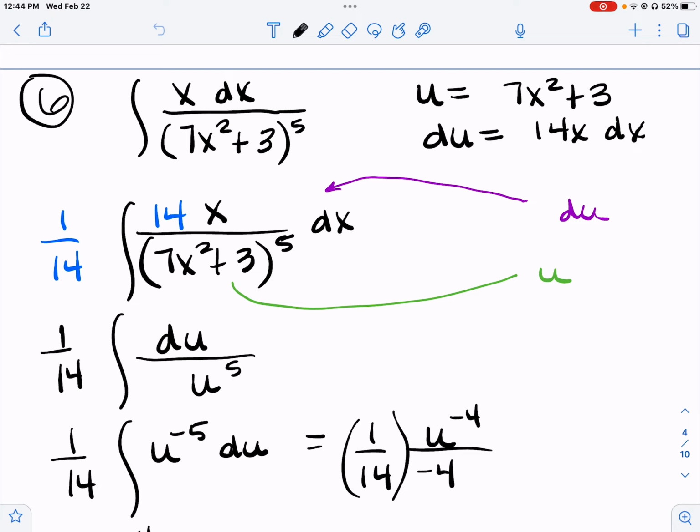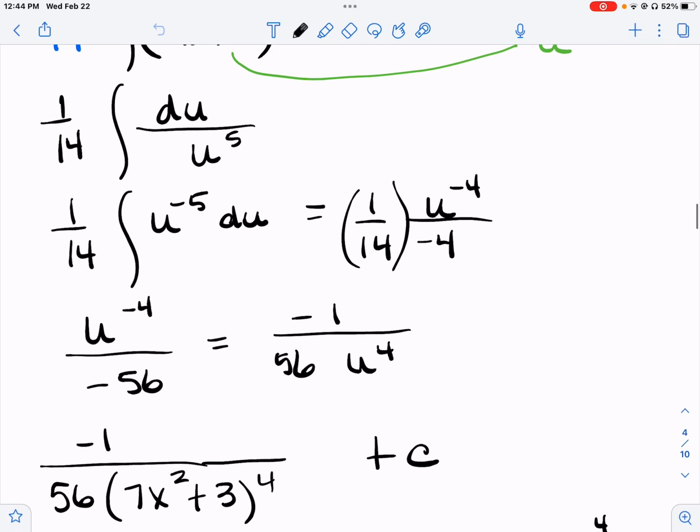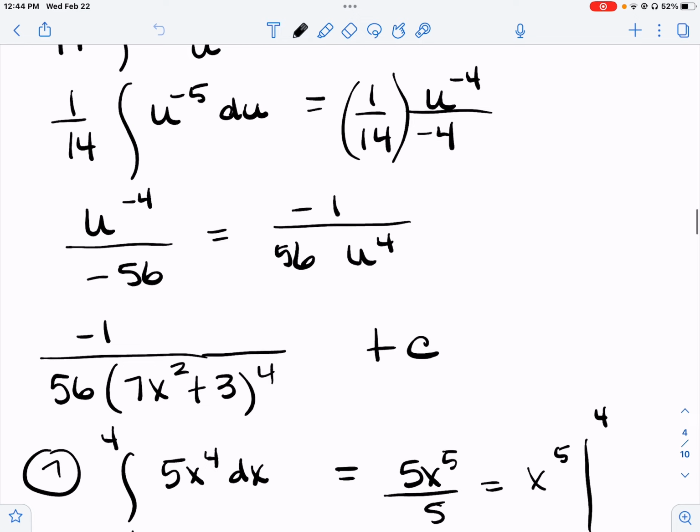Okay, still in the integration symbol, I'm going to just rewrite u to the 5th as u to the negative 5. Add 1, I get negative 4 divided by negative 4. Okay, so now I integrated, now it's not in the symbol anymore. 14 times negative 4 is negative 56. Okay, the u to the negative 4 would go down to be u to the positive 4.